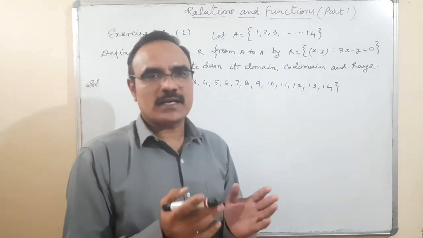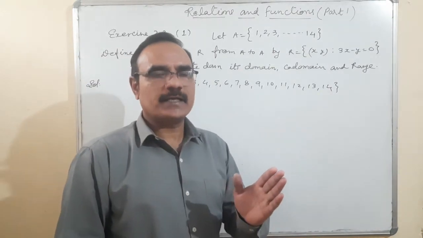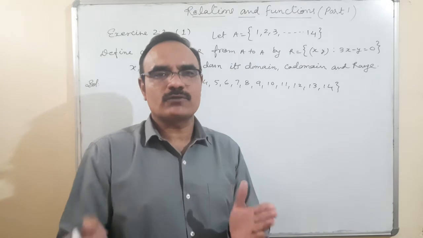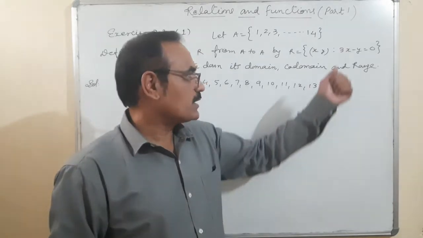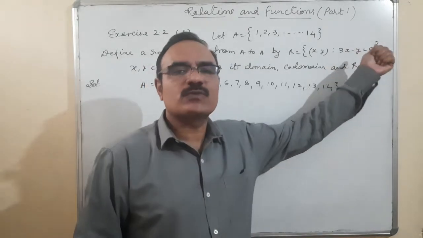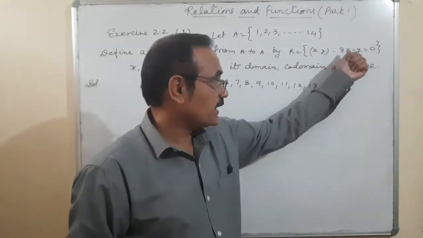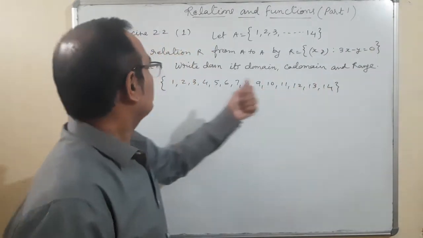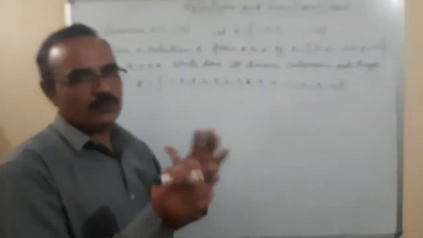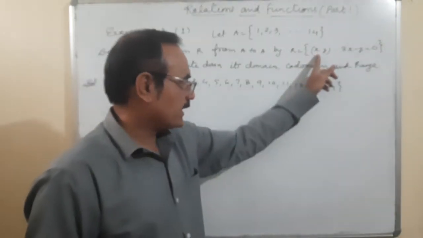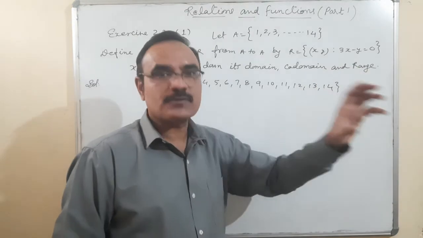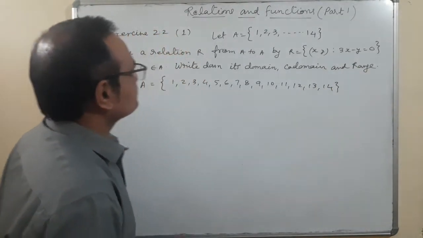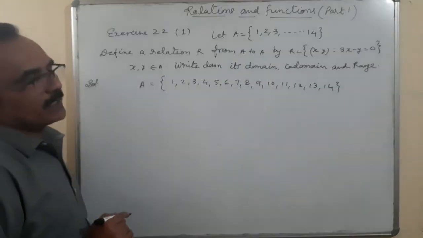That means the elements are related. Now you cannot relate the element from 1 to 1, 1 to 2, 1 to 3 or 2 to 1, 2 to 3. No. The condition says 3x minus y is equal to 0. That means 3x is equal to y, x is equal to y upon 3. Both x and y belong to A, but first is x and second is y. Here also you have to maintain the order. Find its domain, range, and codomain.